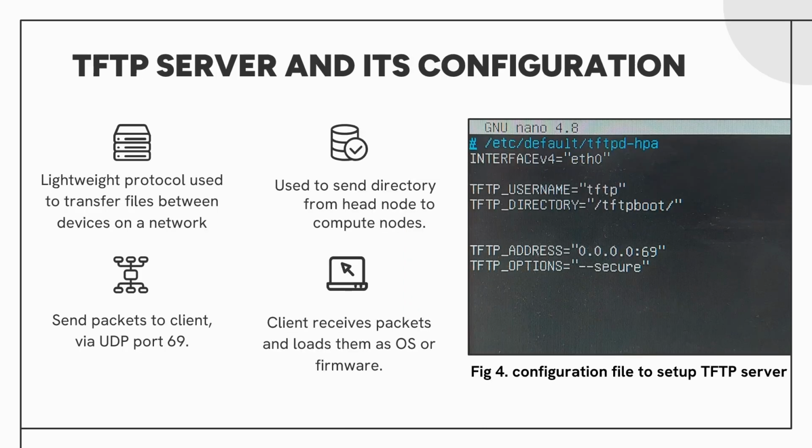Trivial File Transfer Protocol is a lightweight protocol used to transfer files between devices on a network. The TFTP server sends the files required for booting located in TFTP boot in small packets to the compute nodes using UDP port 69. The compute node receives the packet and loads the file as the operating system. In the TFTP configuration file, the root directory for the server and the interface used for communication are specified.